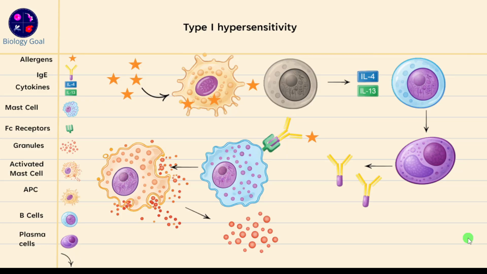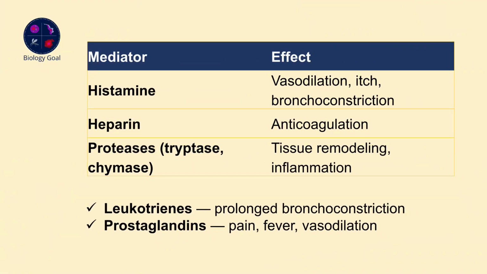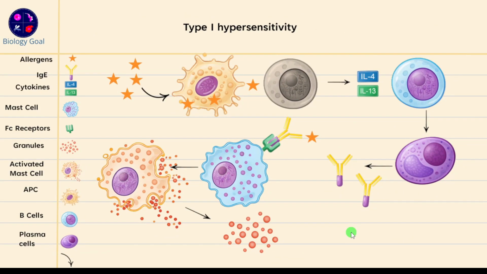You will have histamine, which will lead to vasodilation. That will also cause itching, and bronchoconstriction can also be there if that goes through the airways. You have heparin, which is an anticoagulant. You will have various proteases like tryptase. You can have chymases, and that can cause tissue remodeling. You can have leukotrienes, you can have prostaglandins that can cause fever, pain, vasodilation, and so on. So as you can see, it can cause serious complications.